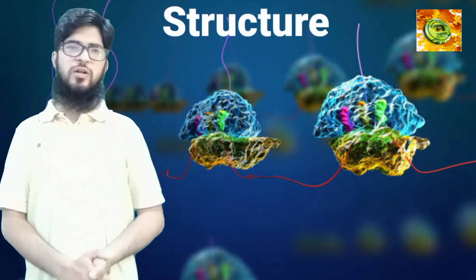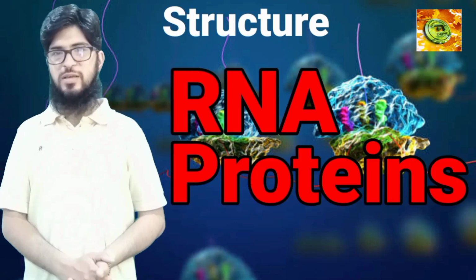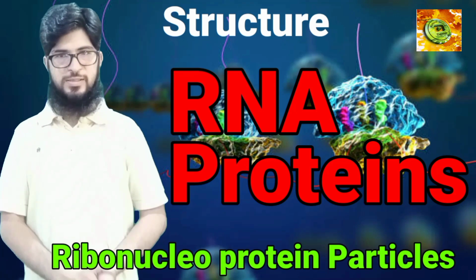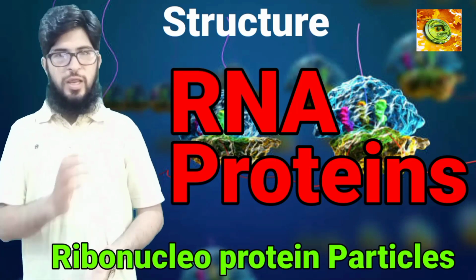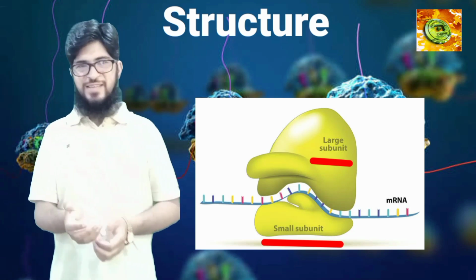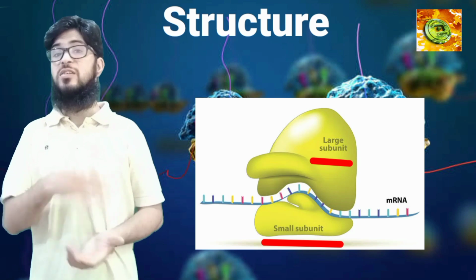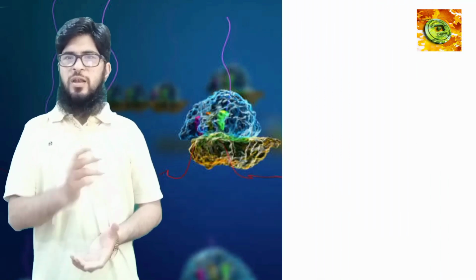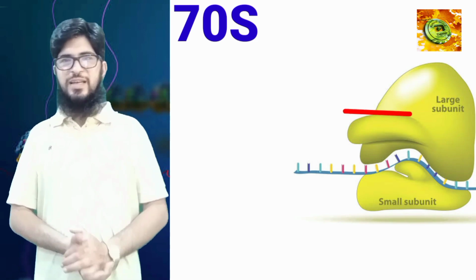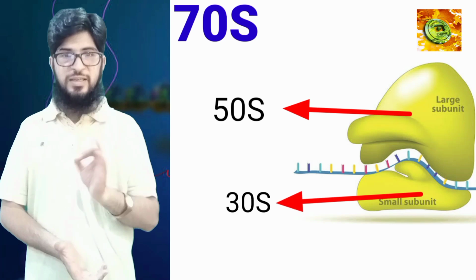Well, ribosomes are not membrane-bound organelles. They are rather made up of RNA and proteins. Therefore, they are also termed ribonucleoprotein particles, RNPs. Every ribosome has a larger subunit and a smaller subunit. So the 70S ribosome has a larger subunit and a smaller subunit, and the 80S ribosome has a larger subunit and a smaller subunit. Now, in case of the 70S ribosome, the larger subunit is labeled as 50S, while the smaller subunit is labeled as 30S.